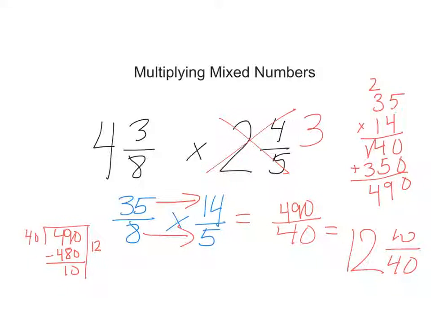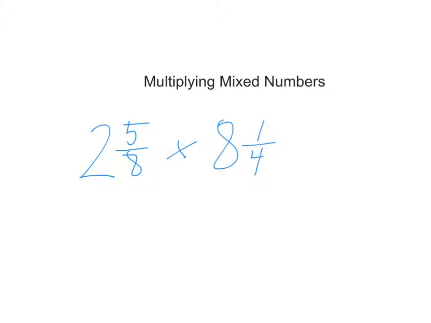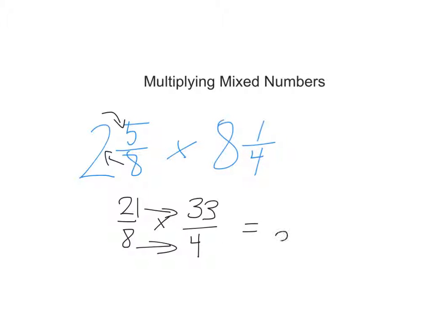Here we have our last example. Again, please pause the video, copy this problem down, and solve on your own. And when you are finished, come back. So as we start to solve, I know that my first step is to change this to an improper fraction. And in this case, I have 21/8 times 33/4. And again, we multiply across our numerator and denominator.